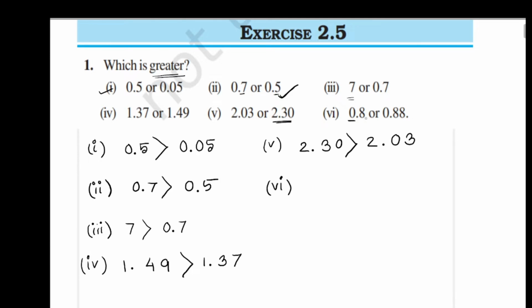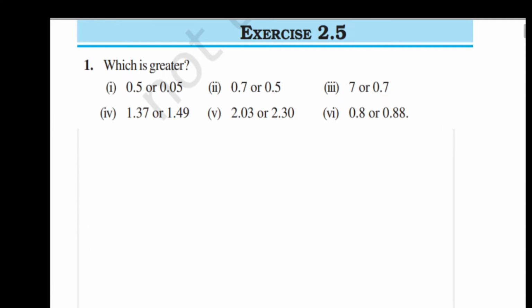Come to question number 6. Before the decimal, here also 0, here also 0. After the point, here it is 8, here also 8, but after 8, is there any digit? No. But to compare both numbers, we can write both as decimals: 0.88 and 0.80. Here in this place no digit is there, that means we can put it as 0, and here it is 8. Definitely this is greater. So 0.88 is greater than 0.80. Children, do you understand?